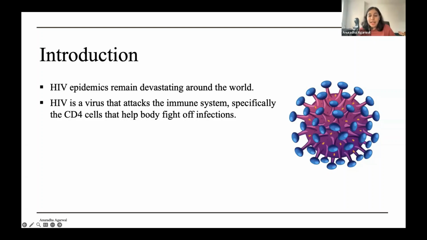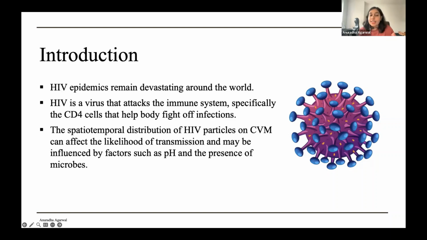And so a critical factor in HIV transmission is the presence of virus in a genital secretion, such as the CVM. So for the virus to essentially enter the female body and reach its target, it must first cross the CVM, which is this thick acidic fluid, which is produced by the cervix. And this acidity of the CVM may hinder the motion of HIV and other viruses and make it more difficult for them to survive and replicate. The spatiotemporal distribution of HIV particles on the CVM can affect the likelihood of transmission and may be influenced by factors such as pH and presence of other microbes in the region.